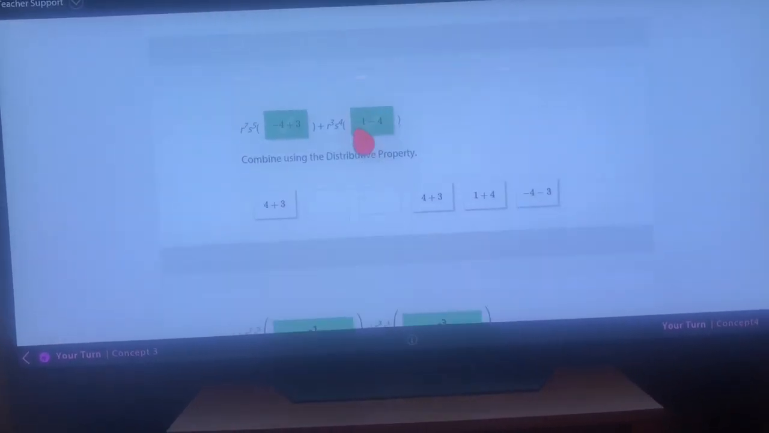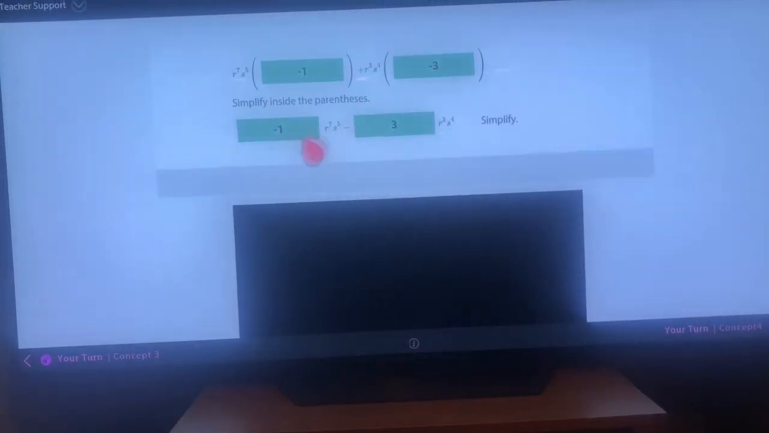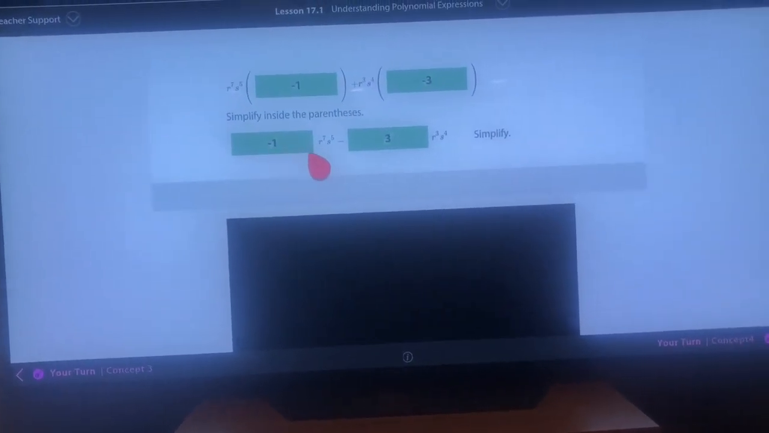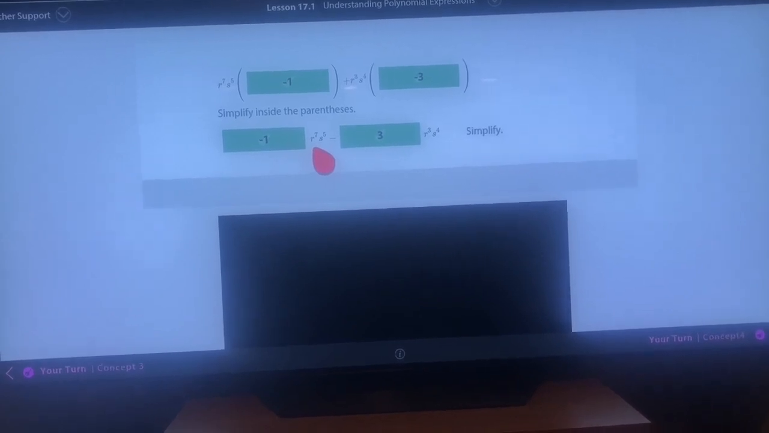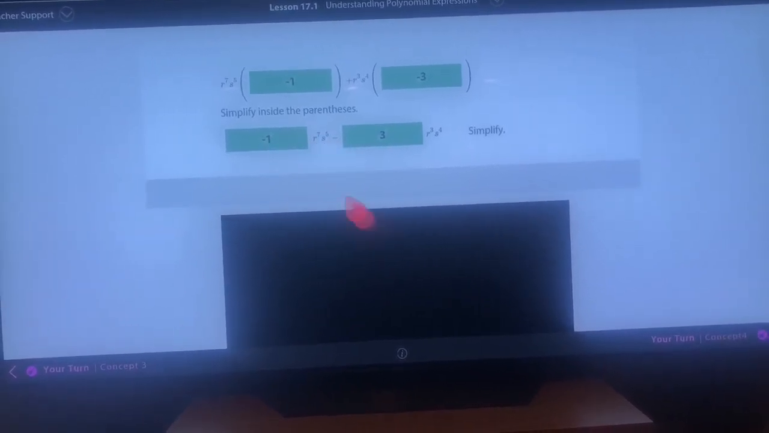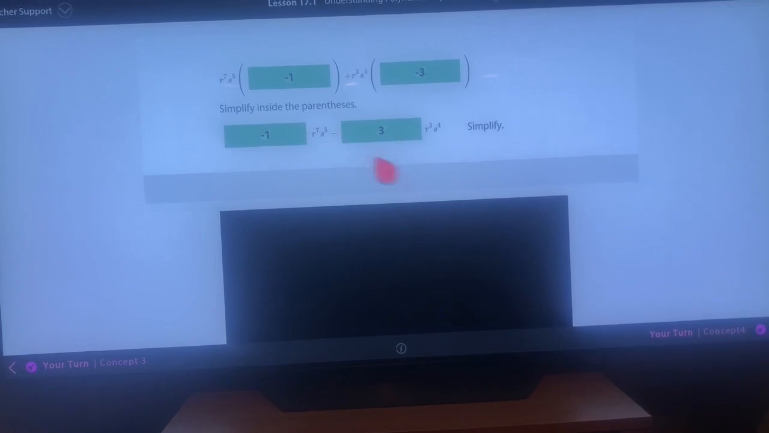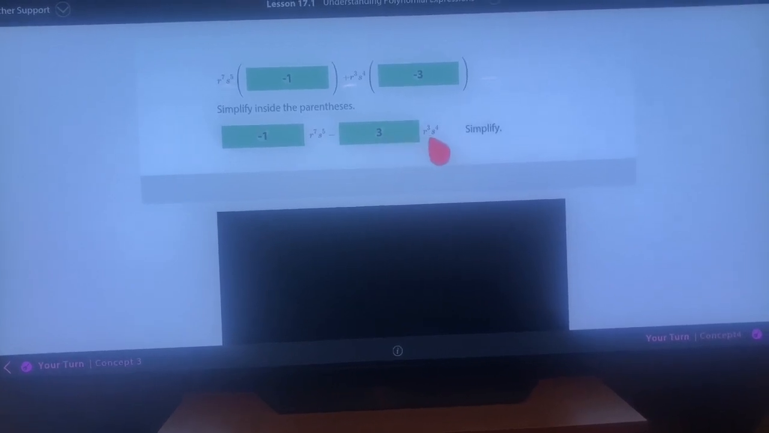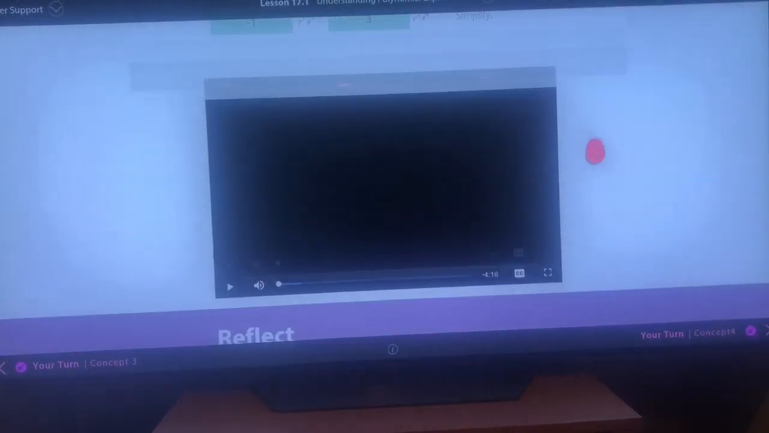So ultimately, here is the way it should look. Negative r to the 7th s to the 5th minus 3 r to the 3rd s to the 4th.